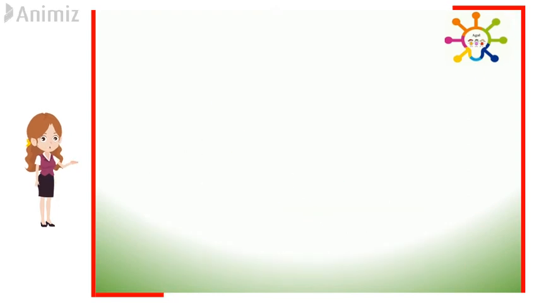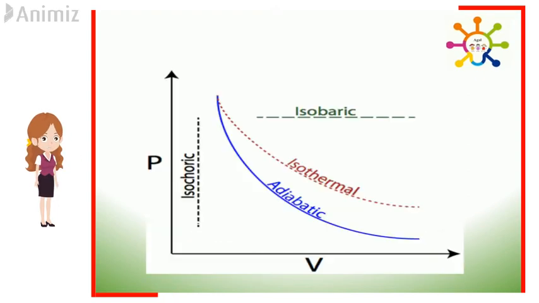This PV graph shows the different processes: isochoric process, adiabatic process, isothermal process and isobaric process. In isobaric process, pressure is constant. In isothermal process, temperature is constant. In isochoric process, volume is kept constant.